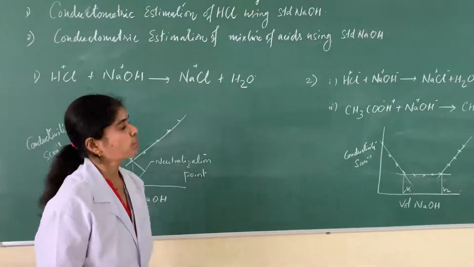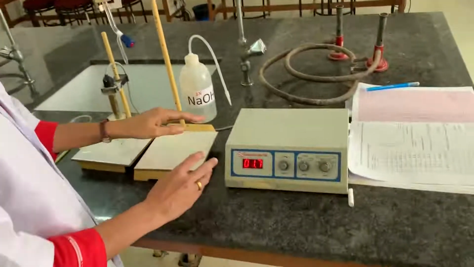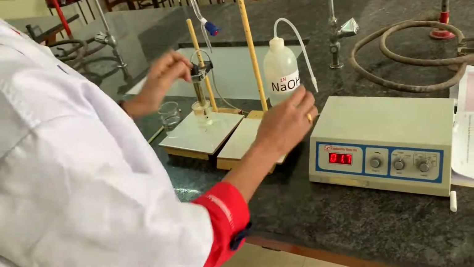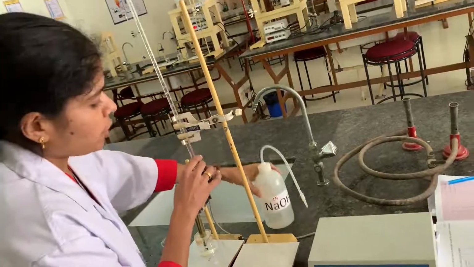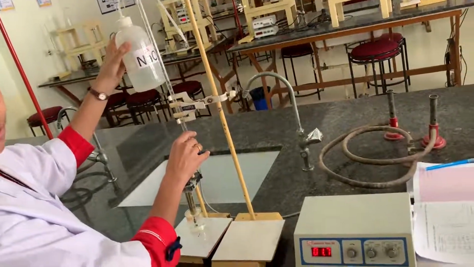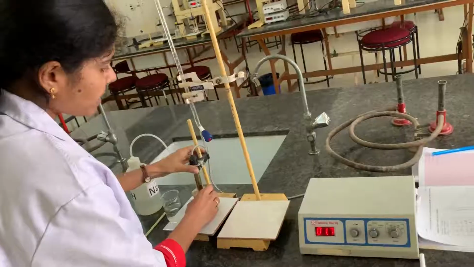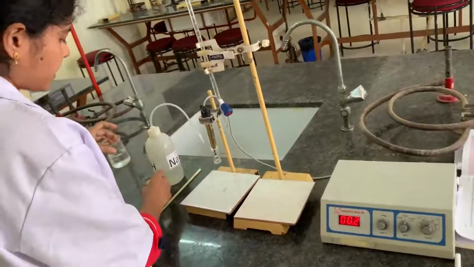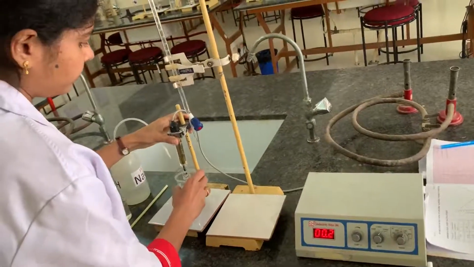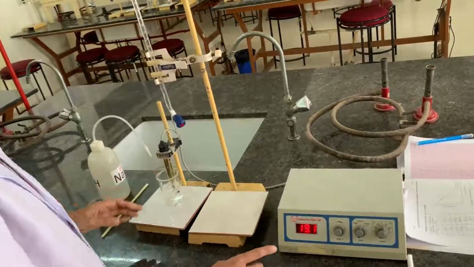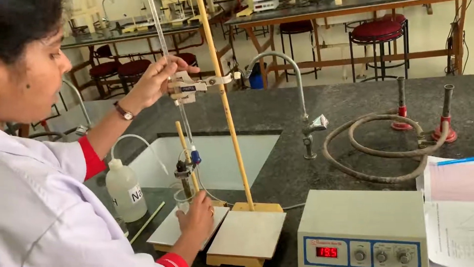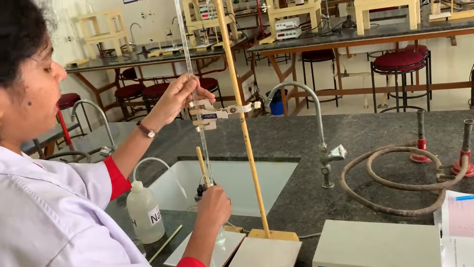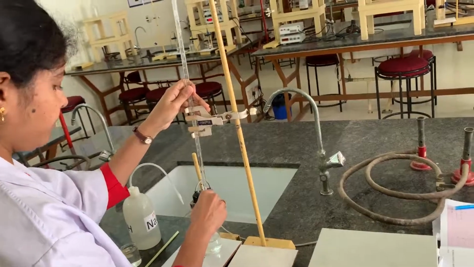Let's see how to perform the first experiment. For performing this experiment, you are provided with a conductivity meter which is connected to a conductivity cell, and a microburette in which you have to fill standard NaOH solution. First, replace the conductivity cell with a given acid. Measure the conductivity. Then add 0.5 ml of NaOH into the beaker.